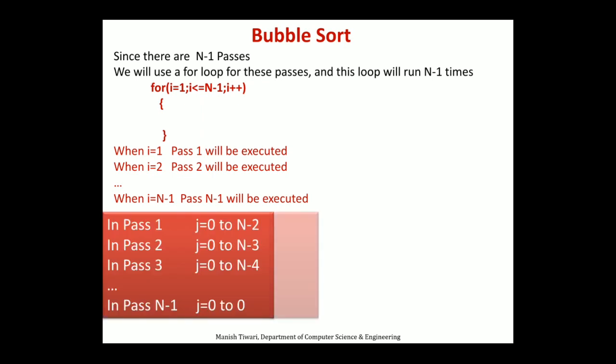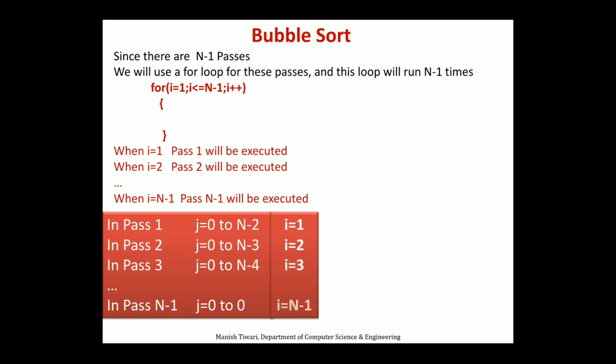And we have already seen that in pass 1, the loop of j will start from 0 and will go up to n minus 2, and here the value of i will be 1. So when the value of i is 1, the loop of j should start from 0 and go up to n minus 2. The same way, when the value of i is equal to 2, that is pass 2, the loop of j should start with 0 and go up to n minus 3.